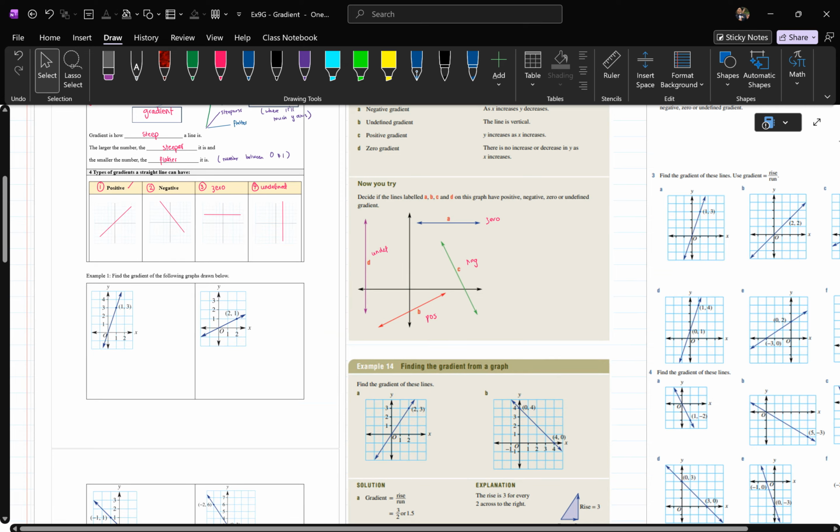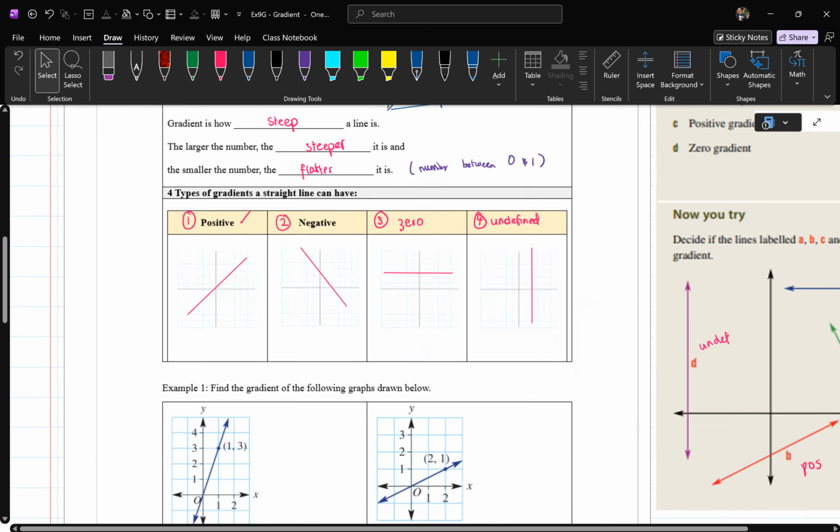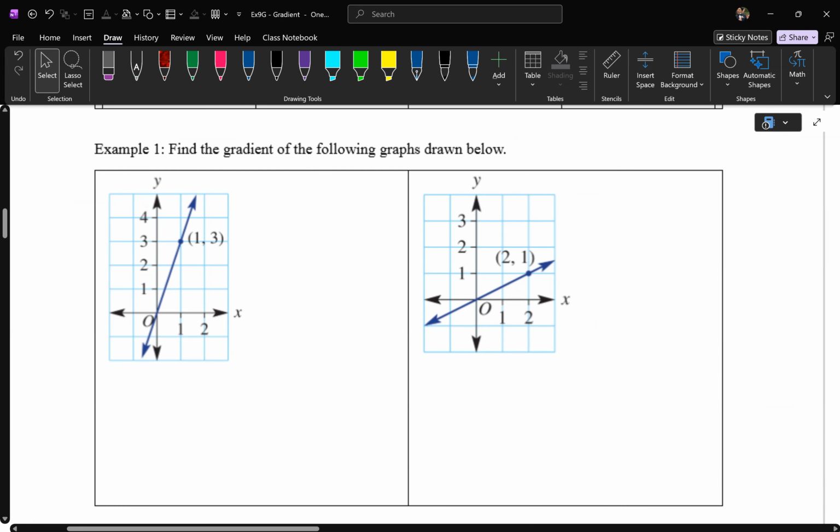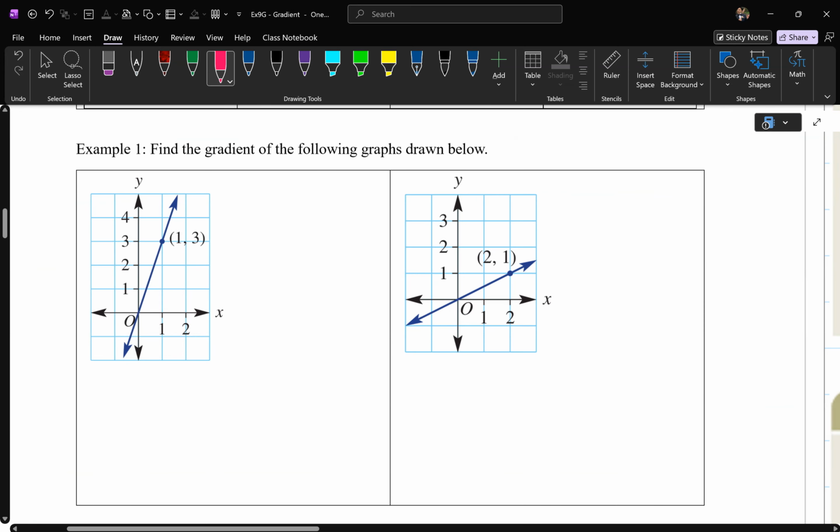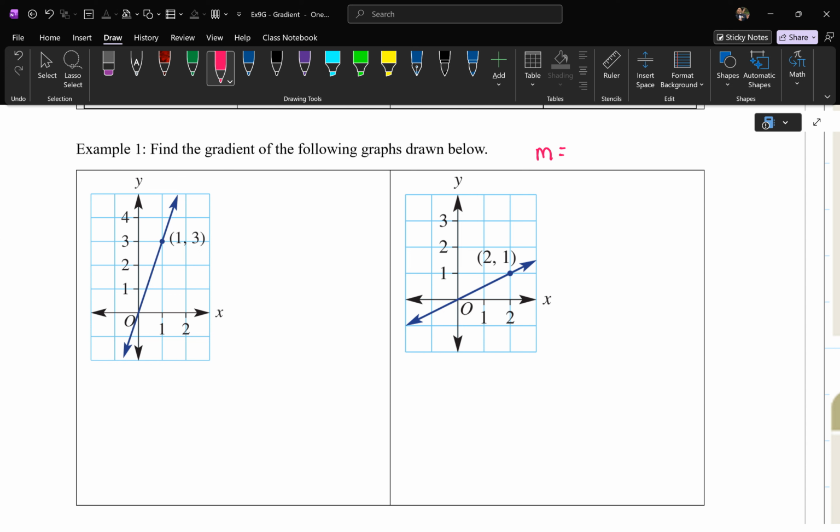So skill number 1 ticked off. Skill number 2, I want you to write this one down just next to example 1. Gradient. Write M equals. This is what your Year 9 teachers would normally teach you, and they will say it is rise over run. Okay, so if you have a graph and you want to work out the gradient, you count how much do you have to go across and how much do you have to go up and down to get between 2 points. Okay, so this is an example. So this one.